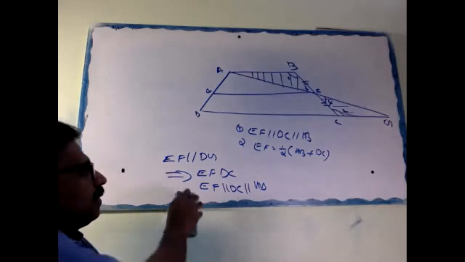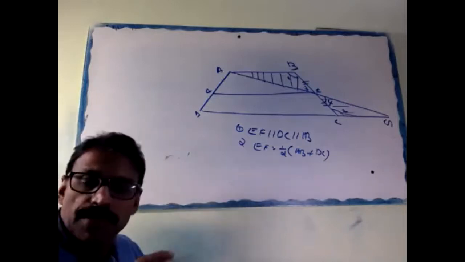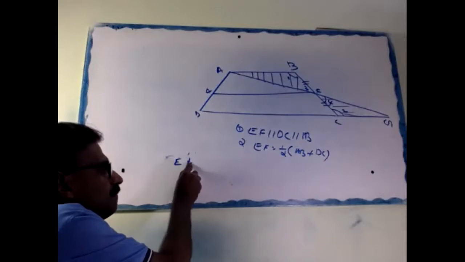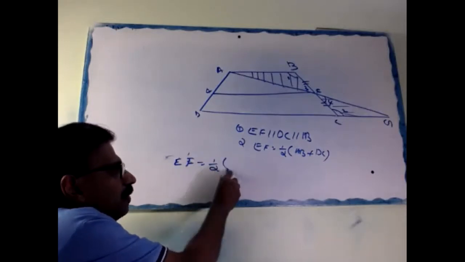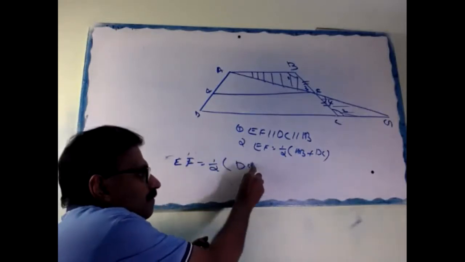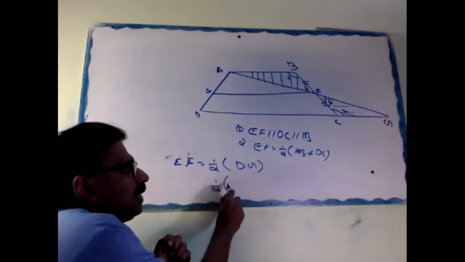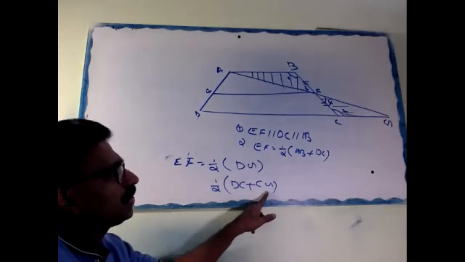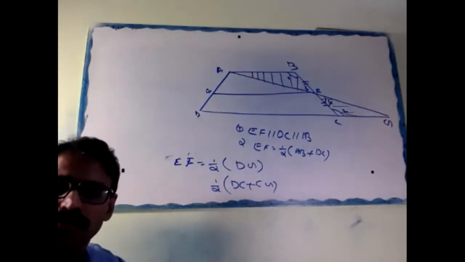After that, also the midpoint theorem, another part is that EF is equal to half of DG. Half of DG is DC plus CG. But CG is equal to what? AB.